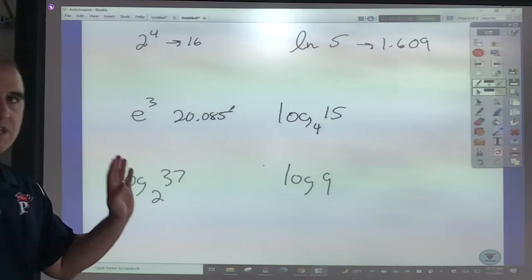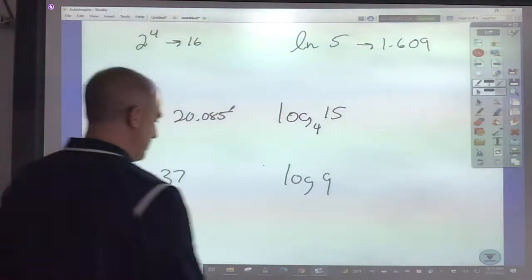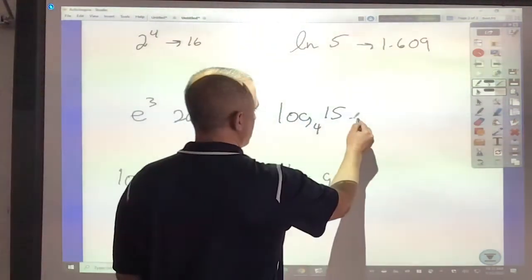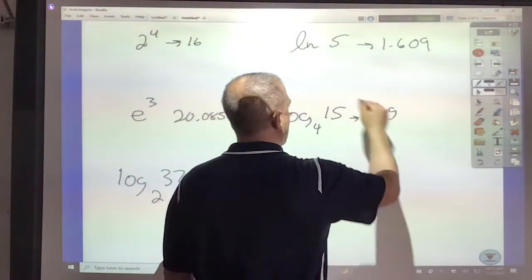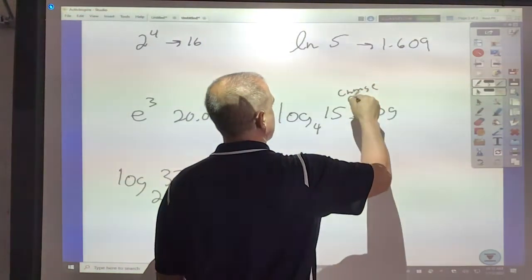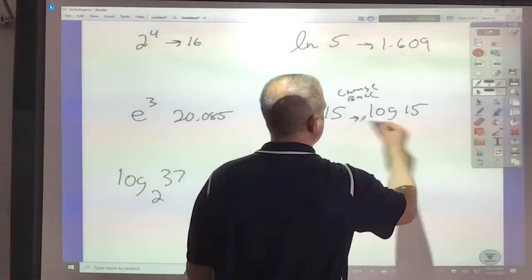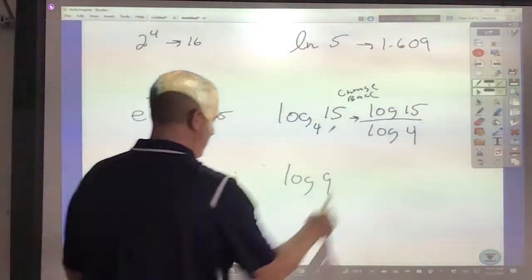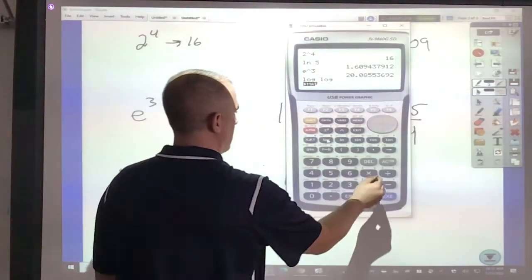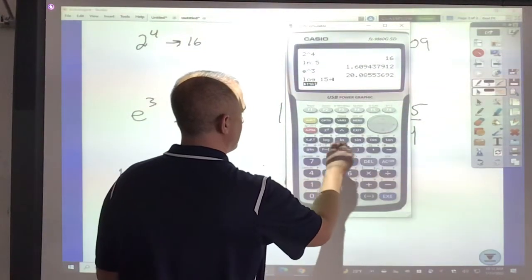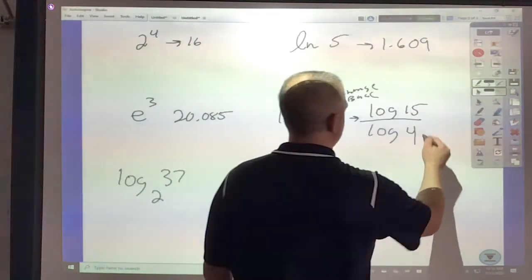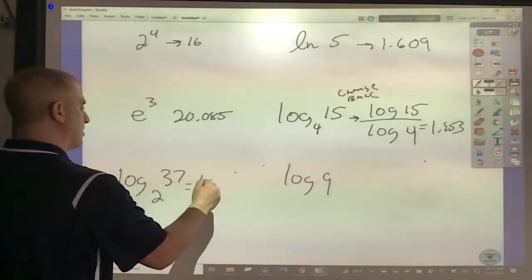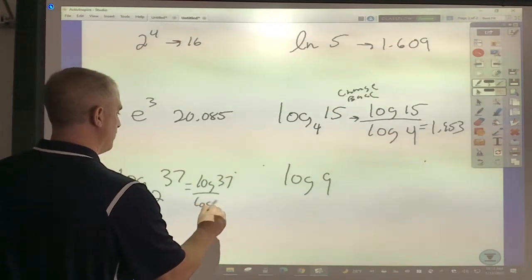Now, when you get to these logs, this is where it gets a little interesting. There's a log button, but as you notice, it doesn't have the base. So what you should do is what they call change of base. Log of 15 over the log of 4. Basically this part goes up there, that part goes down there. So when you type that in, log of 15 divided by the log of 4, that's 1.953. This right here would be log of 37 over the log of 2.